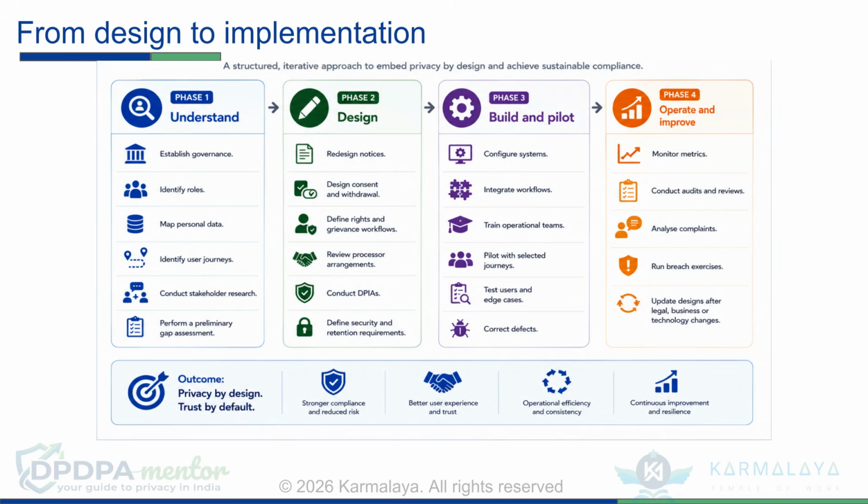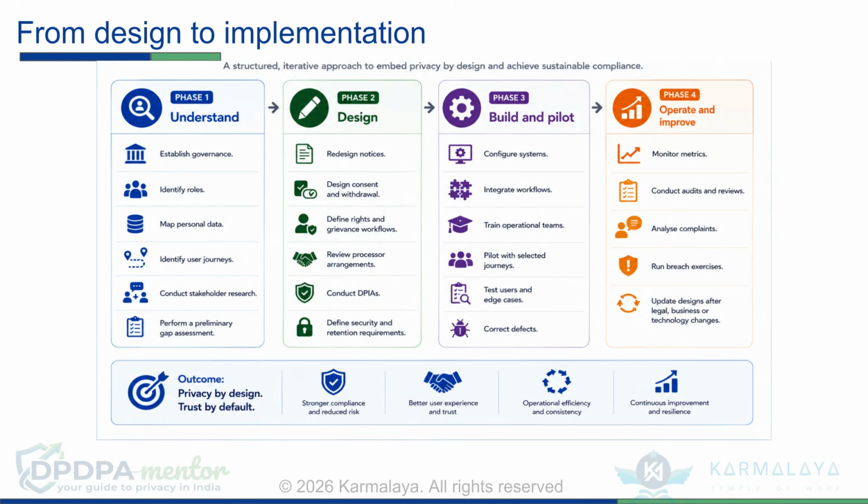The third phase is build and pilot. The organization should avoid launching every change simultaneously if a controlled pilot can reduce risk. The fourth phase is continuous operation. Privacy compliance changes as products, vendors, technologies, and legal requirements change.